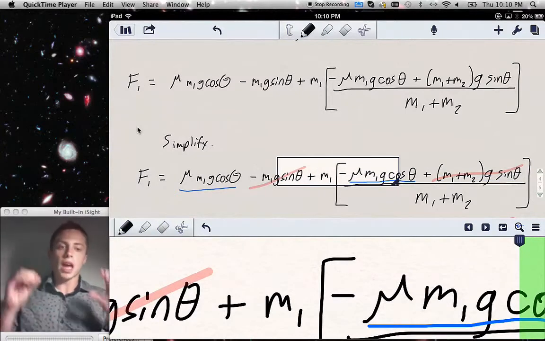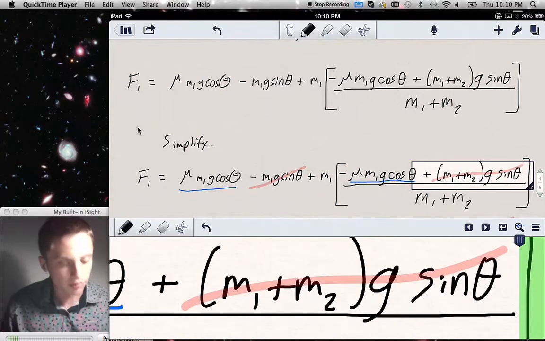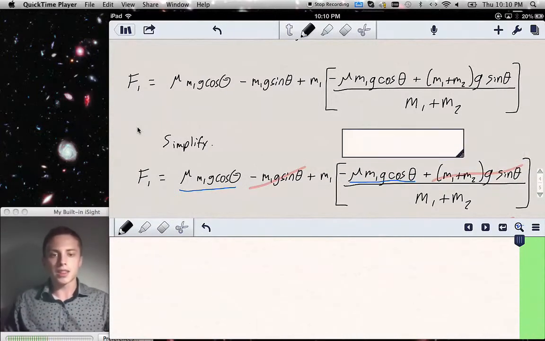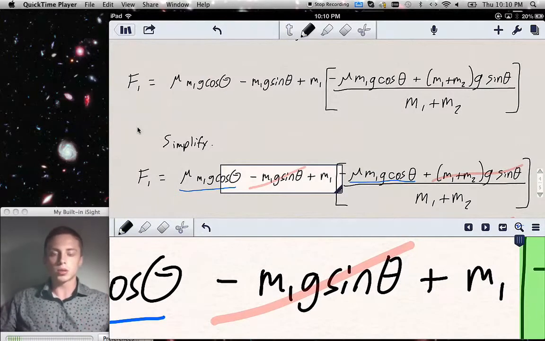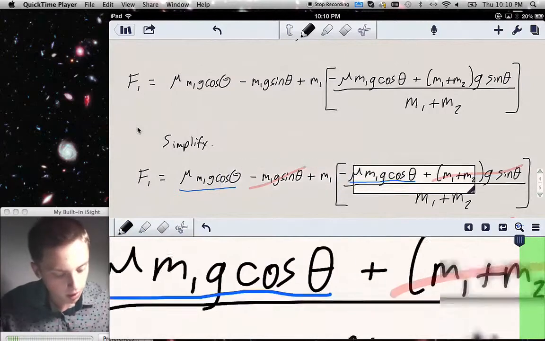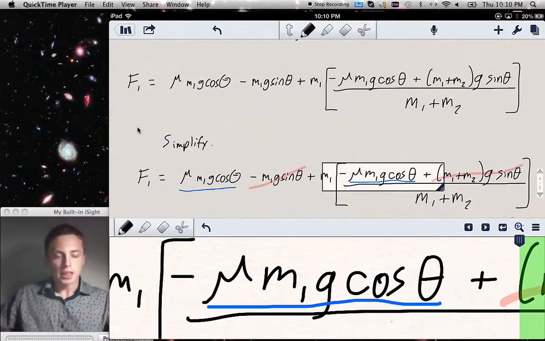What's left will be m1 times g times sine theta. Okay, that'll be left for this term. Now notice that that term appears exactly over here with a minus sign. So those two terms will add together to give you 0. So I've crossed them out in red. Now this next term here is going to be minus mu m1g cosine theta, times m1.